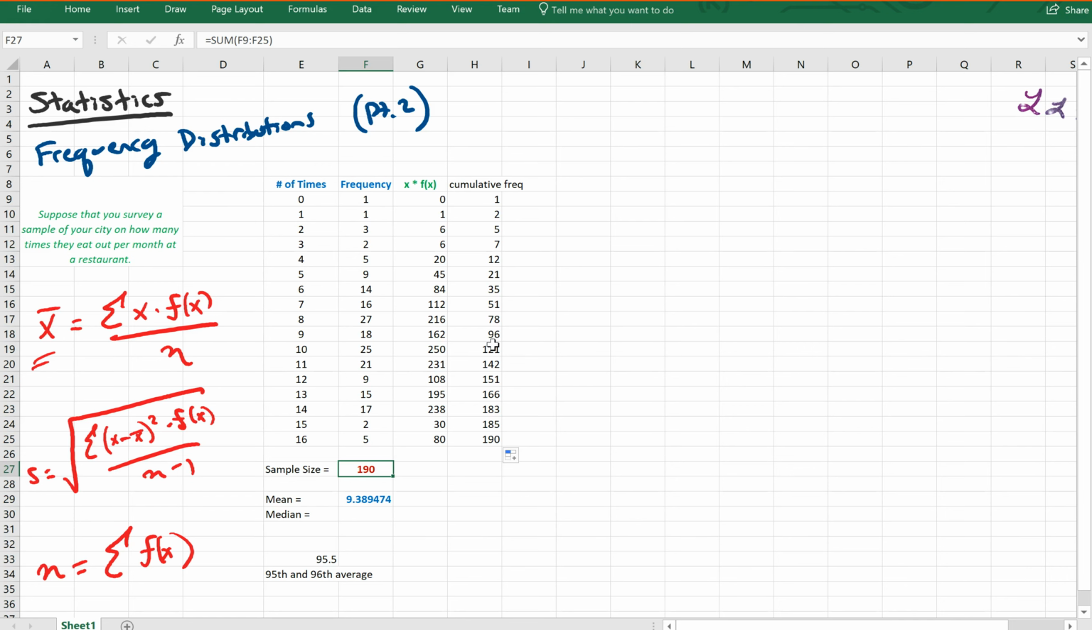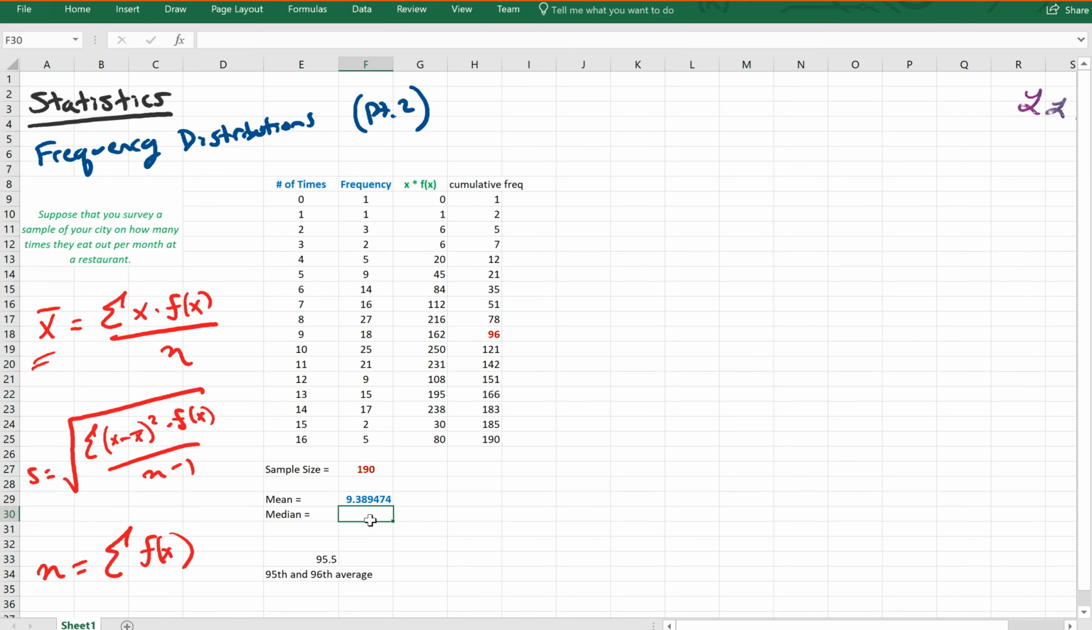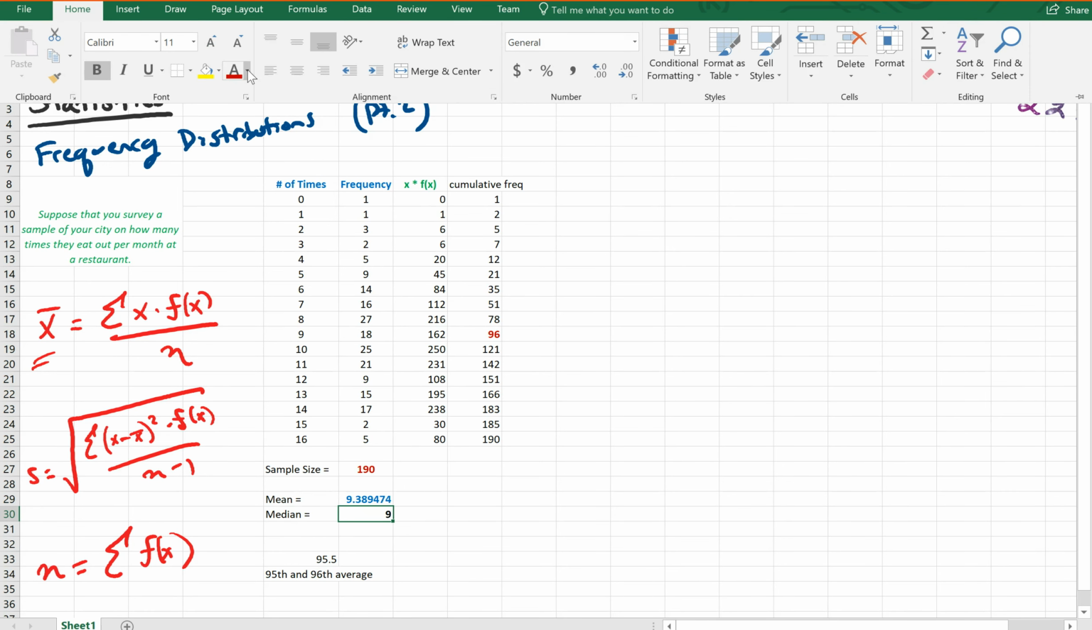So the 95th and 96th values are located where? Well, up to this category, there's going to be 96 values, right? And the category before is going to be 78. So 96 is going to be the last value of 9. 95 is going to be the second to last value of 9. So that means the median is going to be equal to 9 based on that analysis. All right, so what do we have here? We have the median is equal to 9, and the mean is equal to 9.38.